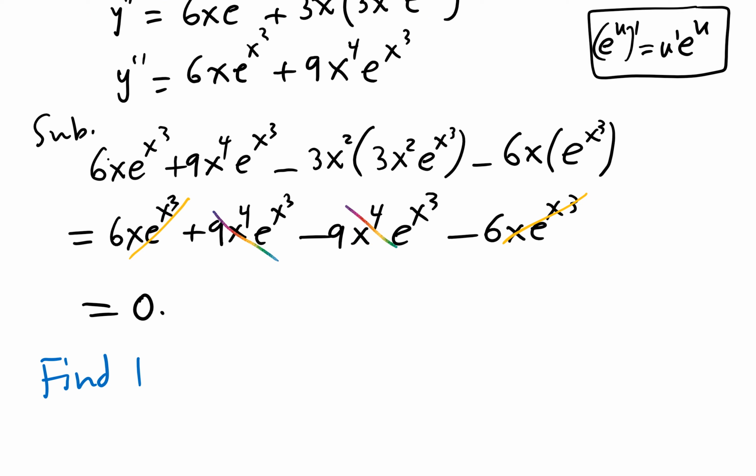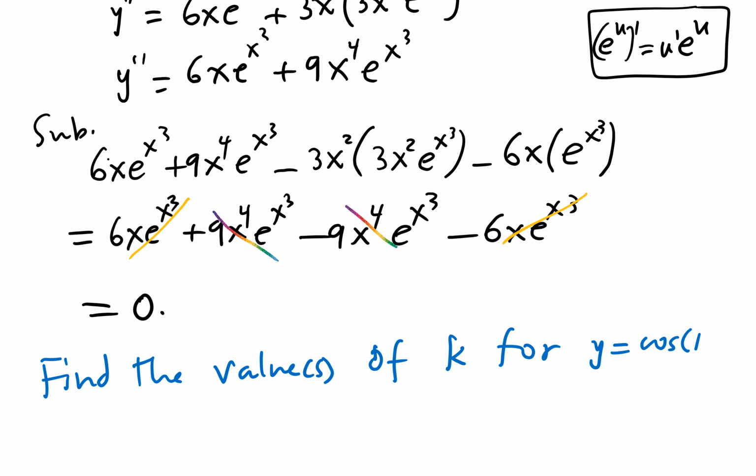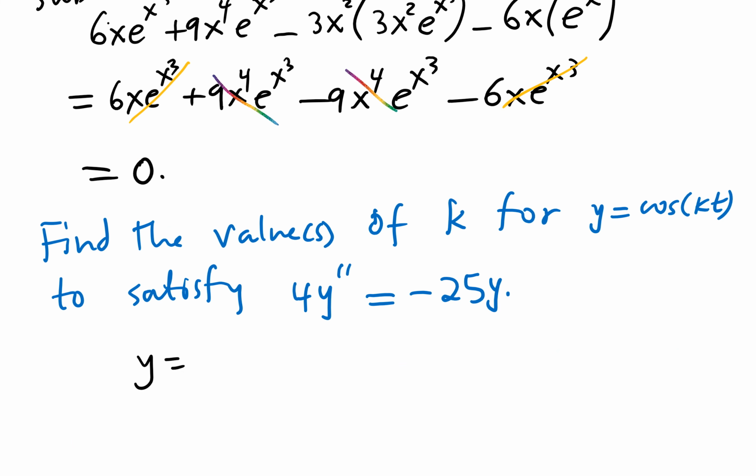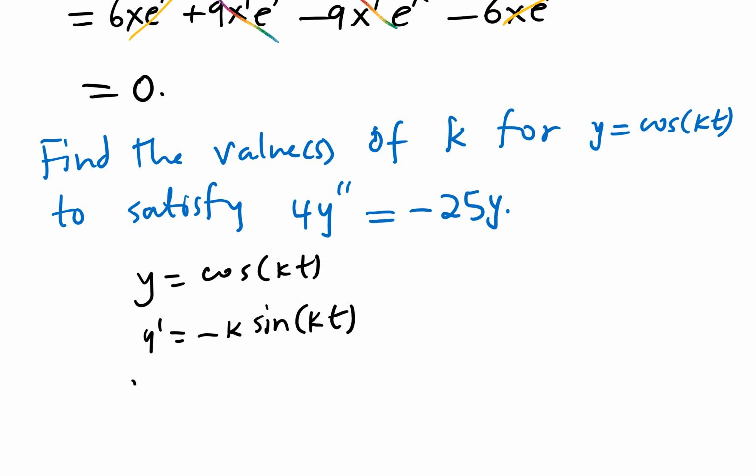Sometimes you can be asked to find the value or values of k for y equals cosine kt to satisfy the differential equation y double prime equals negative 25y. So here from y equals cosine kt, y prime would be negative k sine kt, k is the constant, and y double prime would be negative k squared cosine kt, if you find the derivative using chain rule.